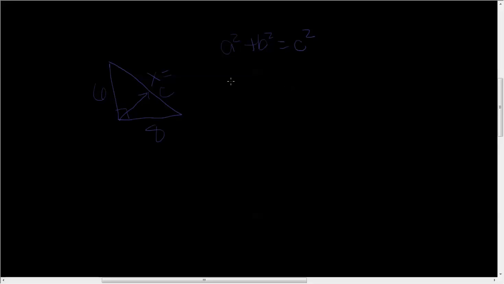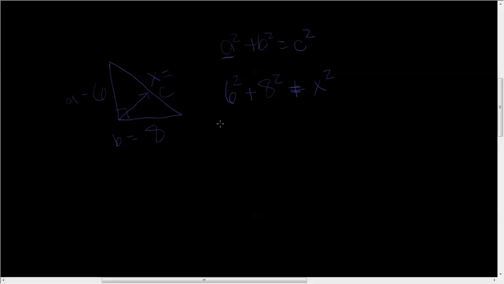So 6 is a leg and 8 is a leg. It doesn't matter which one is which. So I'm just going to fill them in. A equals 6, B equals 8, X equals C. A is 6, so 6 squared. B is 8, 8 squared. And C, that's an equal sign, C, we're calling X this time, and it's squared.